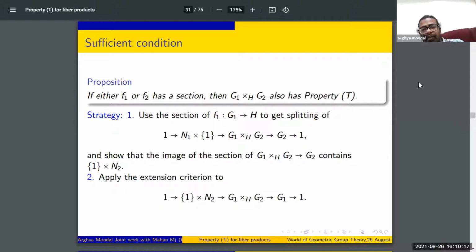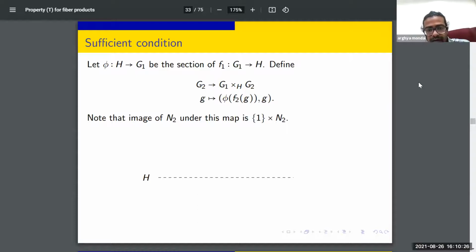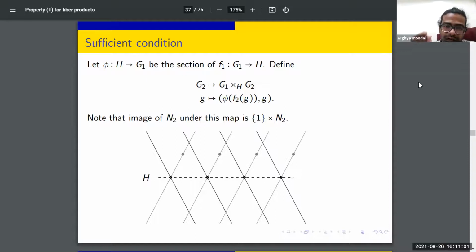So how do I get a section of the second projection map starting from a section of F1? So let me draw a picture. Let me represent H by this dotted line, and then we represent the points of H by these dots, and let these lines be the fibers of the second map F2, and these be the fibers of the map F1. And then we have sections of F1. So these are denoted by these points in the fiber. And I want to embed G2 in this fiber product. So what I do is, at every point, I take the section element as the first coordinate and the elements of the fiber of G2 in the second coordinate.